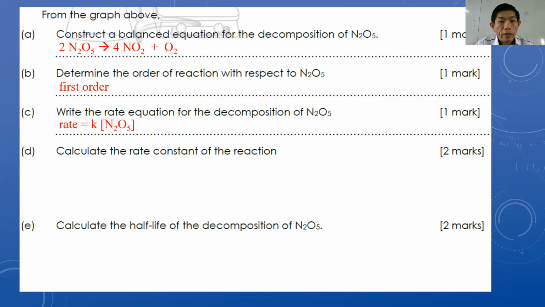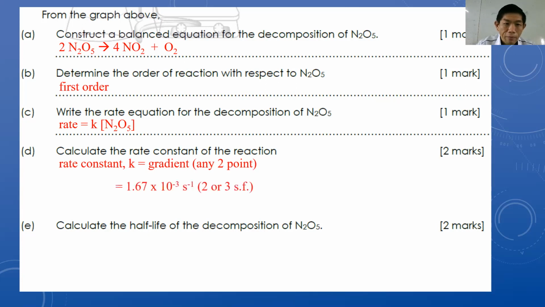Then D, calculate the rate constant for the reaction. As I already mentioned just now, you can calculate the rate constant of the reaction from the gradient of the graph when you have the graph of log concentration against time. So you take any 2 points on the line, which gives you the gradient of the graph. You'll be able to calculate and get your gradient as 1.67 times 10 power negative 3. The unit is second minus 1. Okay, so you can express it as either 2 or 3 significant figures.